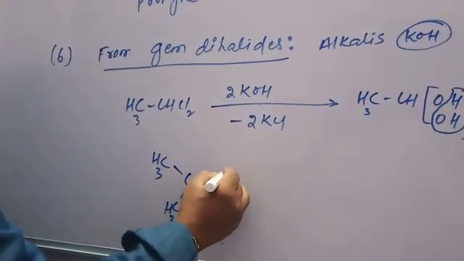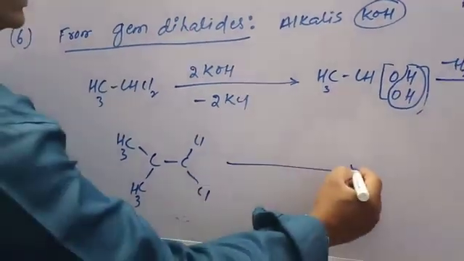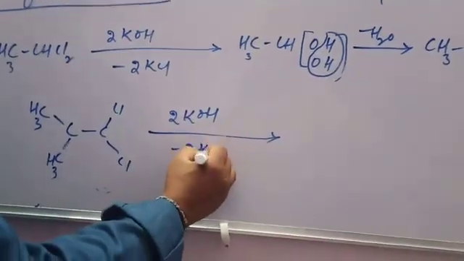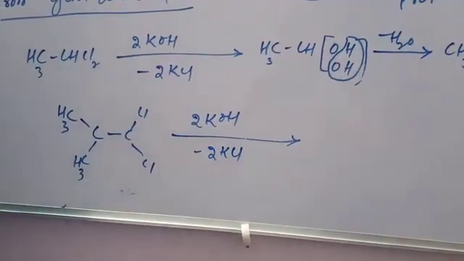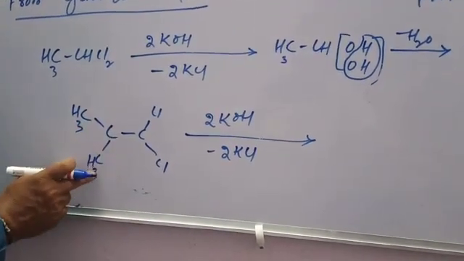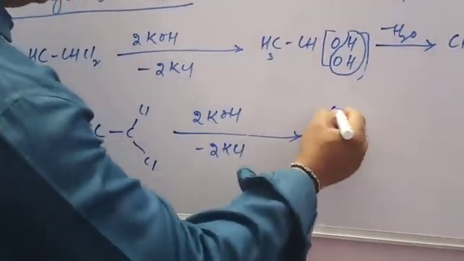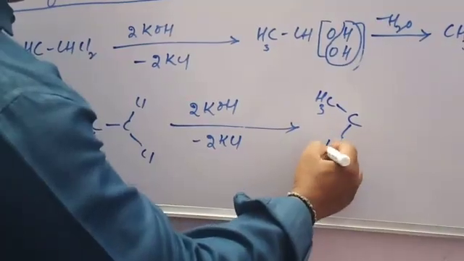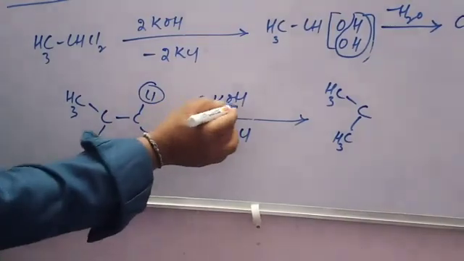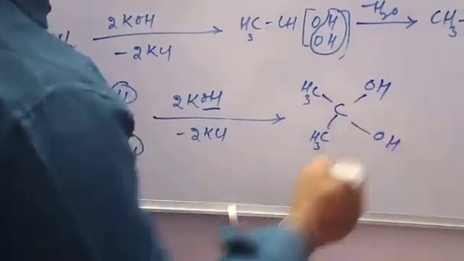CH3, then C with Cl and Cl, and CH3. So then 2 moles of potassium hydroxide and a removal of 2 KCl. So then CH3CCH3, it contains 2 OH groups. So the obtained compound is CH3, C, CH3, same as. So then removal of 2 chlorines, addition of 2 OH groups, so then it is OH and OH.